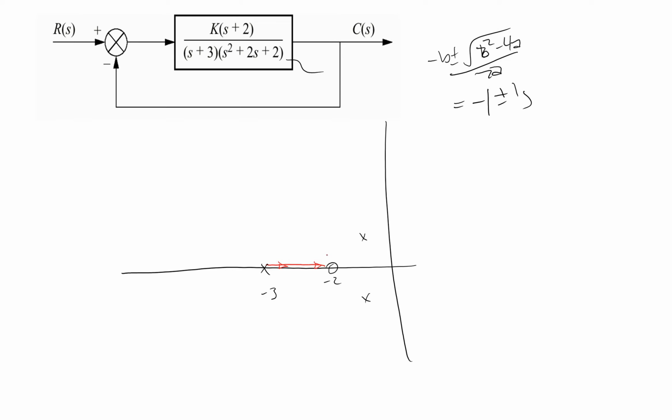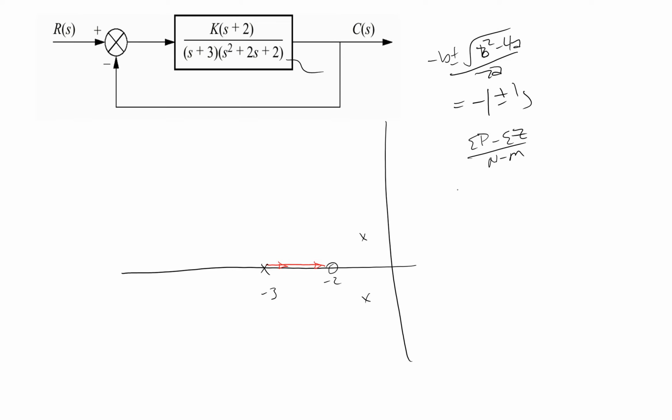Well, we know that we've got two branches going to infinity, and so we can draw the asymptotic lines in there, but where do the asymptotic lines go? Where do they intersect the real axis? Well, we're going to do the sum of the poles minus the sum of the zeros, divided by the number of poles minus the number of zeros, and that will get us the intersection of the asymptotic lines and the real axis.